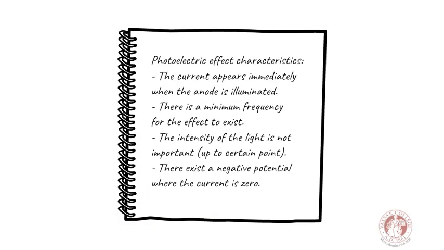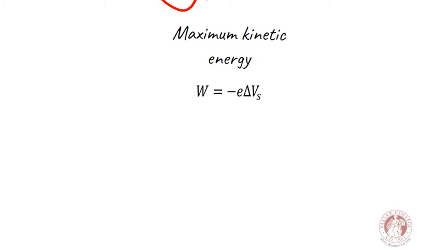Now, let's turn our attention to the theoretical model developed by Einstein. We know from classical physics that the work spent to move a charged particle through a potential difference is the product of the electric charge times the potential difference. In this sense, if the electric charge is an electron with charge minus e, then, using the work-energy theorem, we can see that the maximum kinetic energy of a photoelectron at the surface of the anode is simply written as follows.